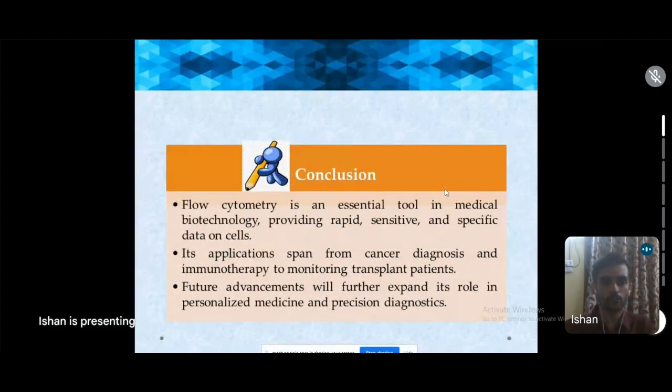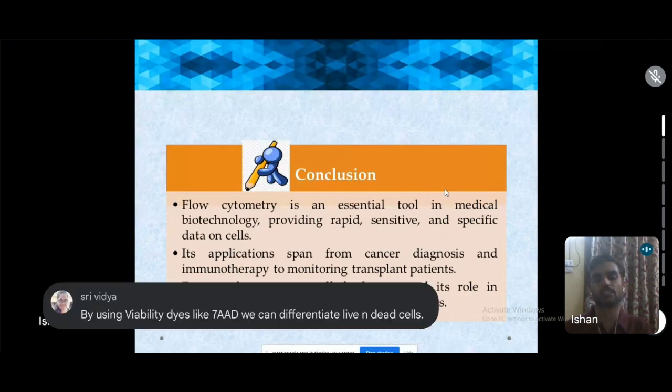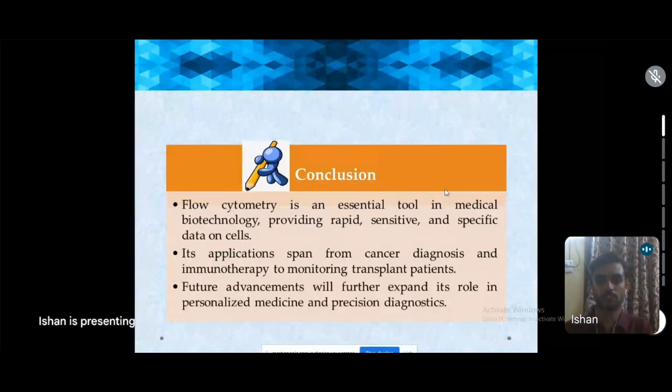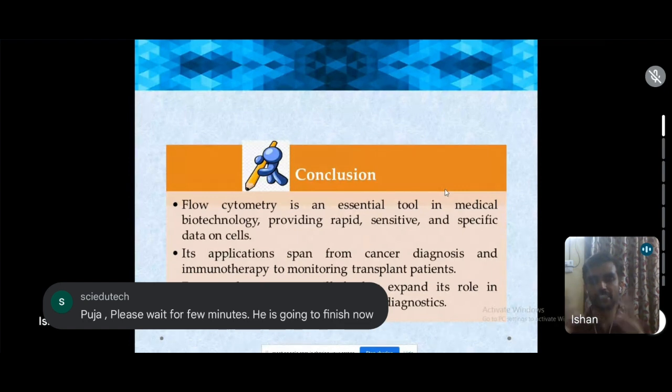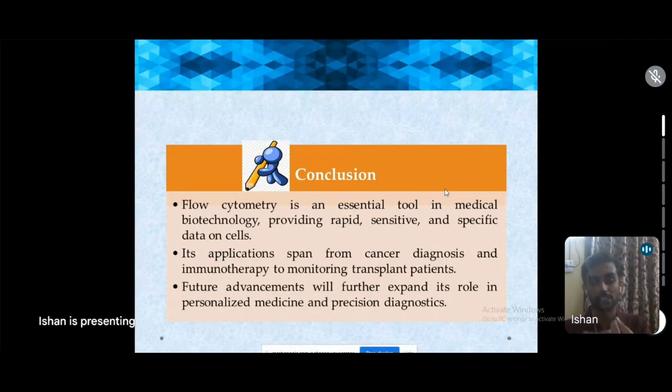Then we talk about the conclusion. The conclusion is that flow cytometry is an essential tool in medical biotechnology, providing rapid, sensitive, and specific cellular data. As I was telling you, the most important need for science and technology nowadays is, first, rapid, meaning it should be less time consuming. The faster we get the data and the diagnosis, the better to cure or prevent the disease. So rapid or early detection of the disease is the most important part.